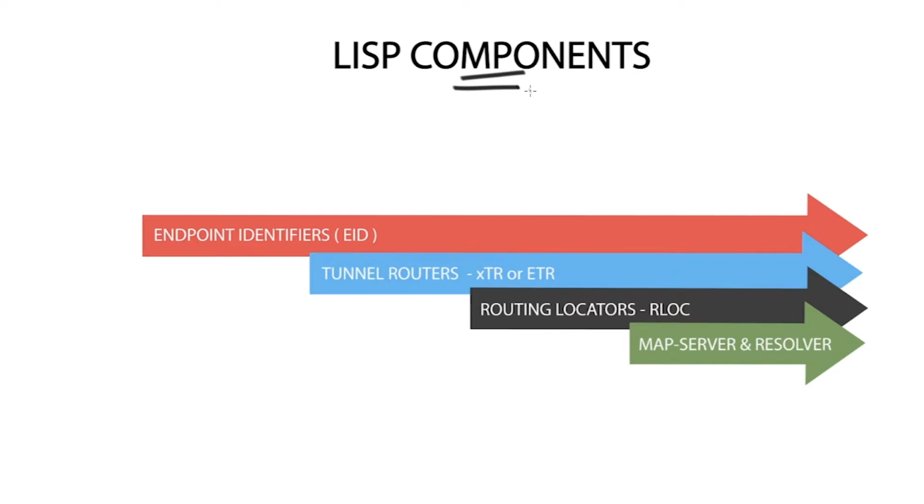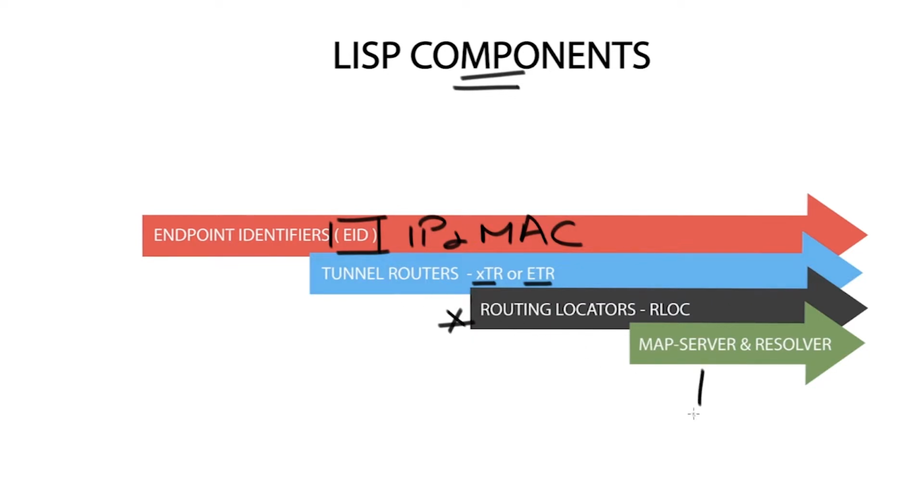The LISP network consists of a number of components. The EIDs, endpoint identifiers, which are the IP addresses or MAC addresses of the hosts. The XTRs, tunnel routers that come in the form of an ITR or an ETR depending on the flow of traffic. These are the first hop devices where the endpoints connect to. The RLOC, the routing locator, is just another way of saying an interface for a router or switch. The RLOCs are the interfaces that are located on the XTR devices.